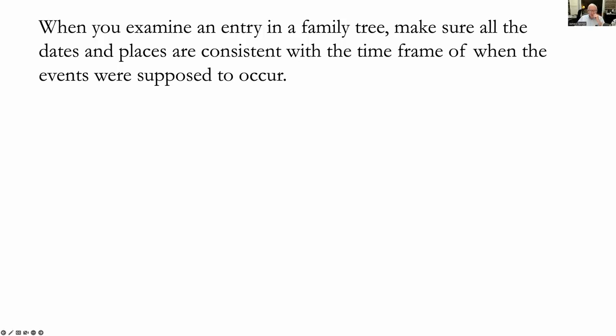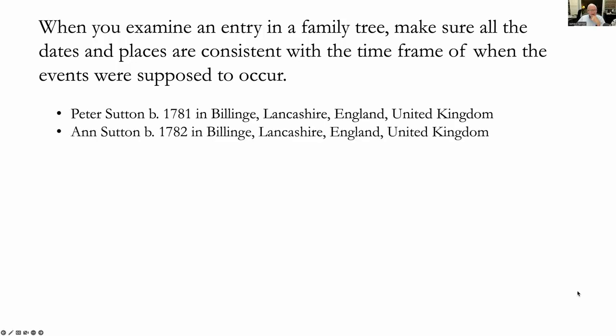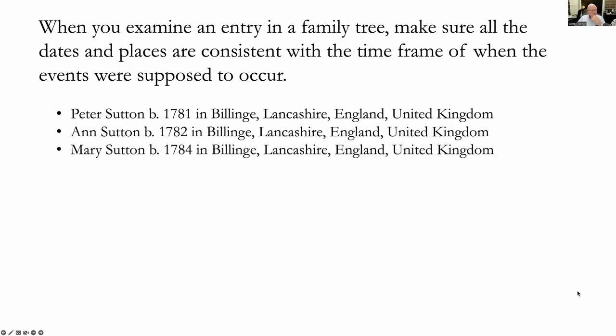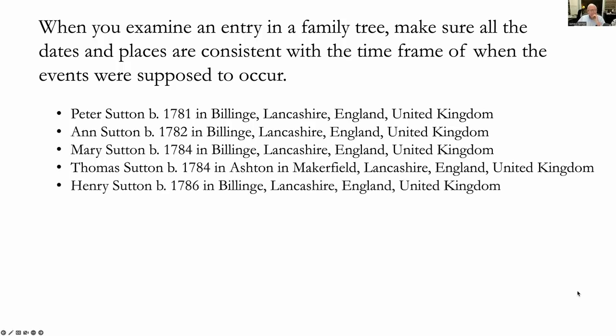So let's see what that looks like. For example, here we have Peter Sutton, born in 1781 in Billinge, Lancashire, England, and then Anne Sutton and Mary Sutton and Thomas Sutton and Henry Sutton. If you look at this real quick, you'll see a couple of things that you should notice in any kind of entry. First of all, we have two children that were born in the same year. And interestingly enough, they were born in different places.